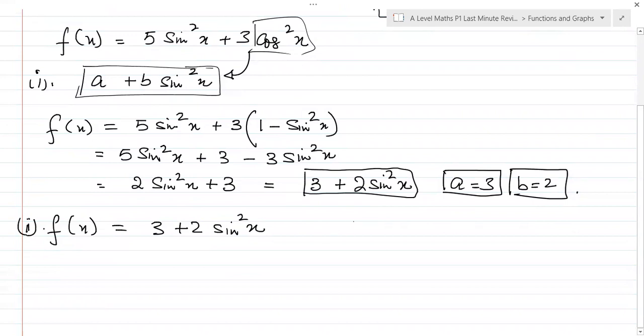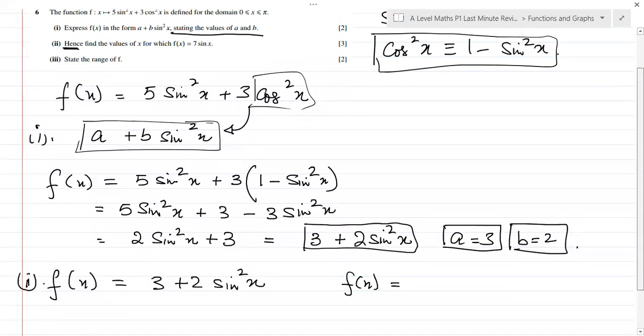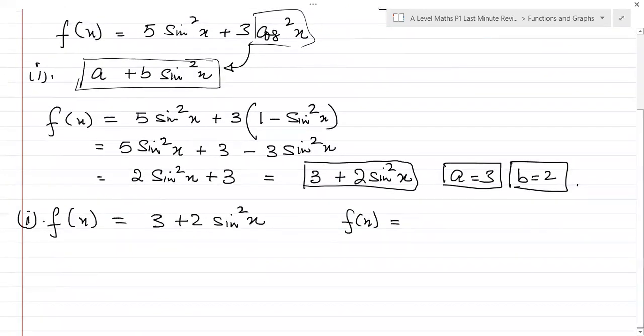So we have f(x) is equal to 7 sine x. So now we just equate them. So we have 3 plus 2 sine squared x is equal to 7 sine x.